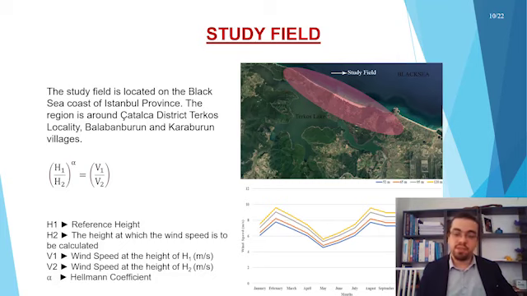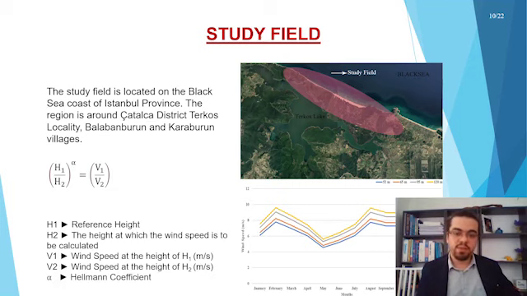On the next slide, we see our study field. On the map, you can see on the right, our study area. This area is the Terkos region near the Çatalca region on the Black Sea coast of Istanbul. We obtained the wind speed in this region from the literature.